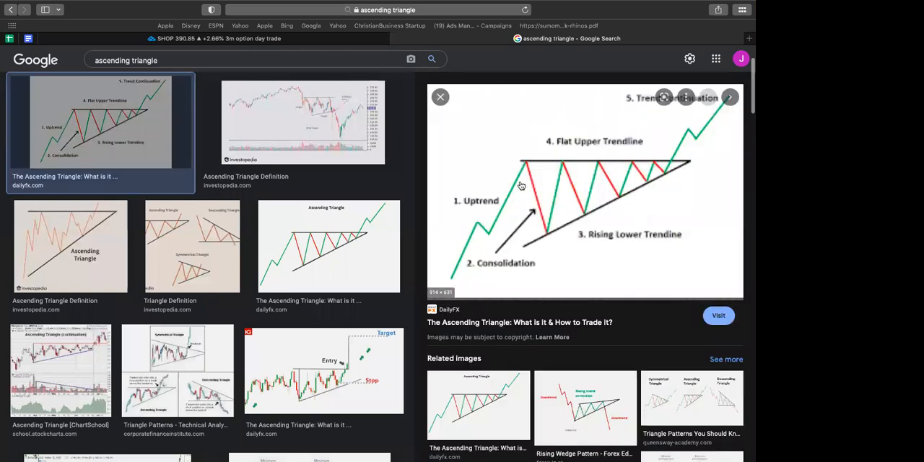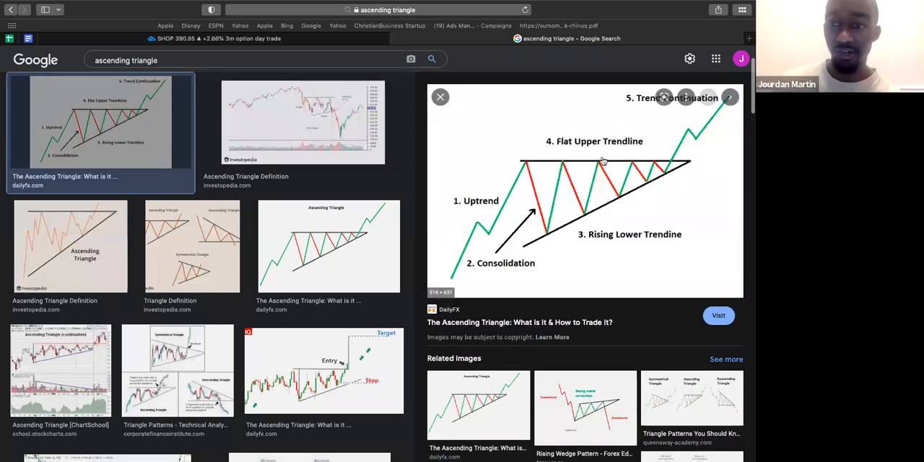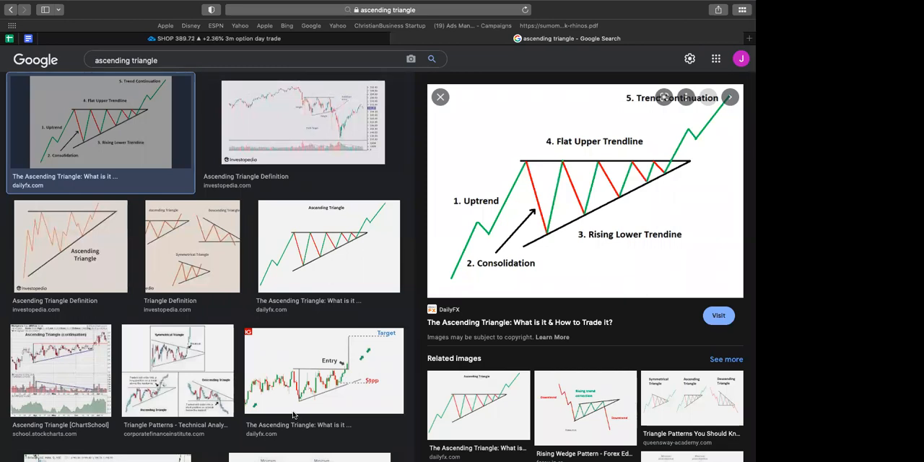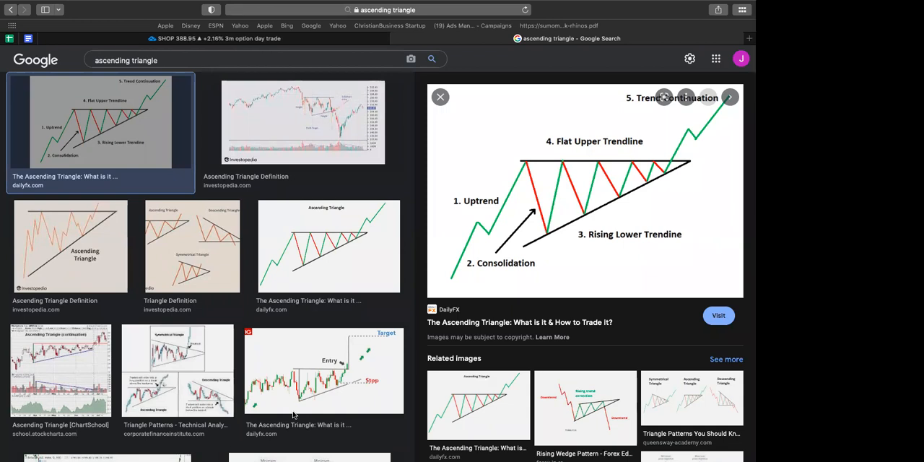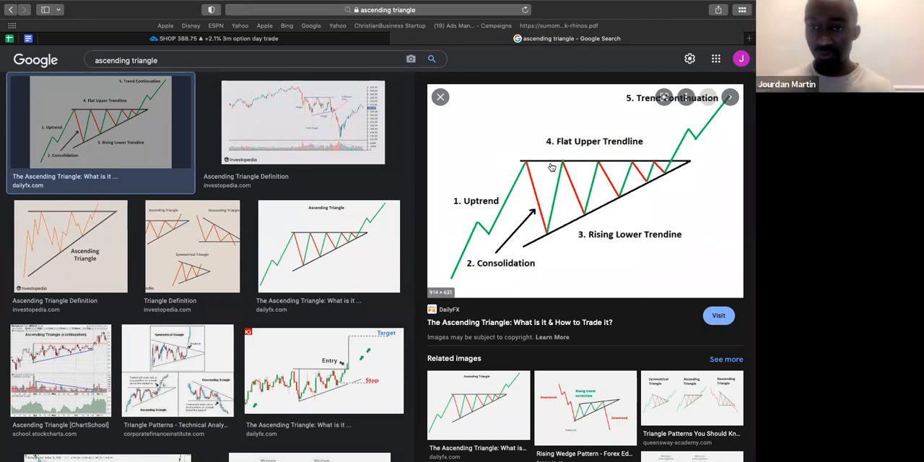All right, so we see an uptrend, we see consolidation, we see the flat upper trend line with the rising lower trend line, and then we see trend continuation. There are different ways you could trade this. What I was talking about in my channel is trading it in between those bounces, which is what I just did when I said I wasn't trading. Or you can trade the breakout.